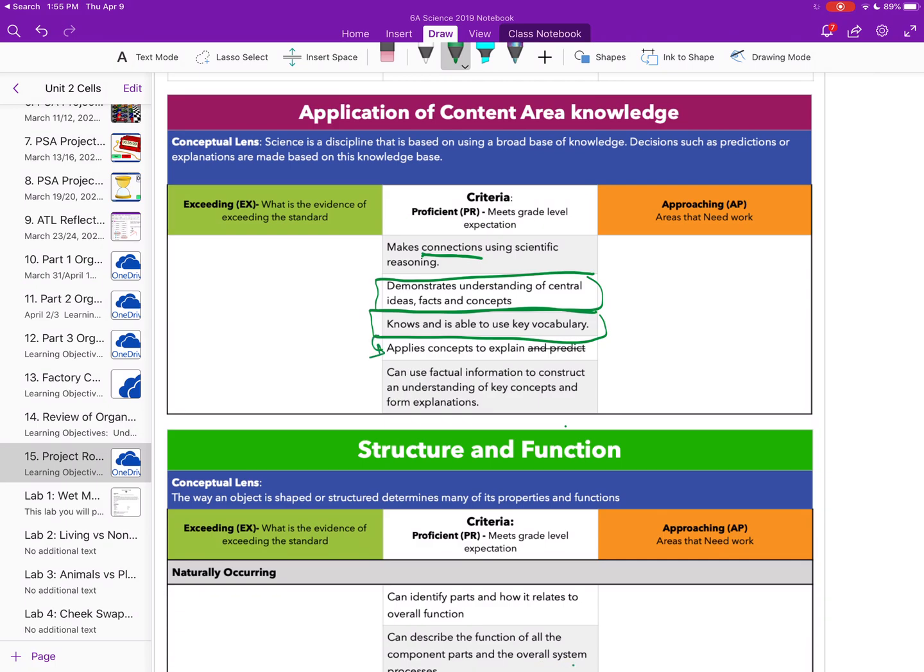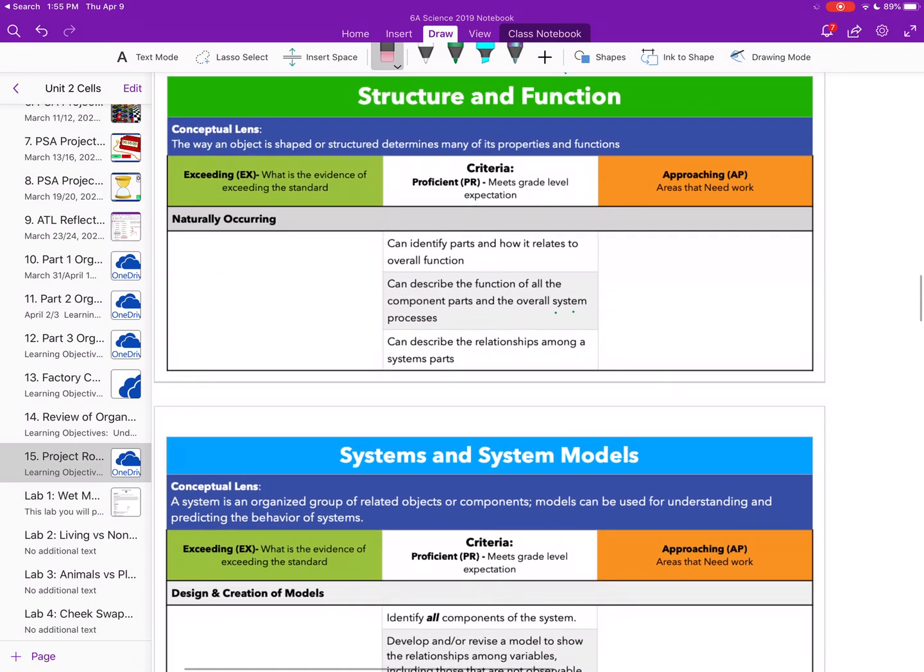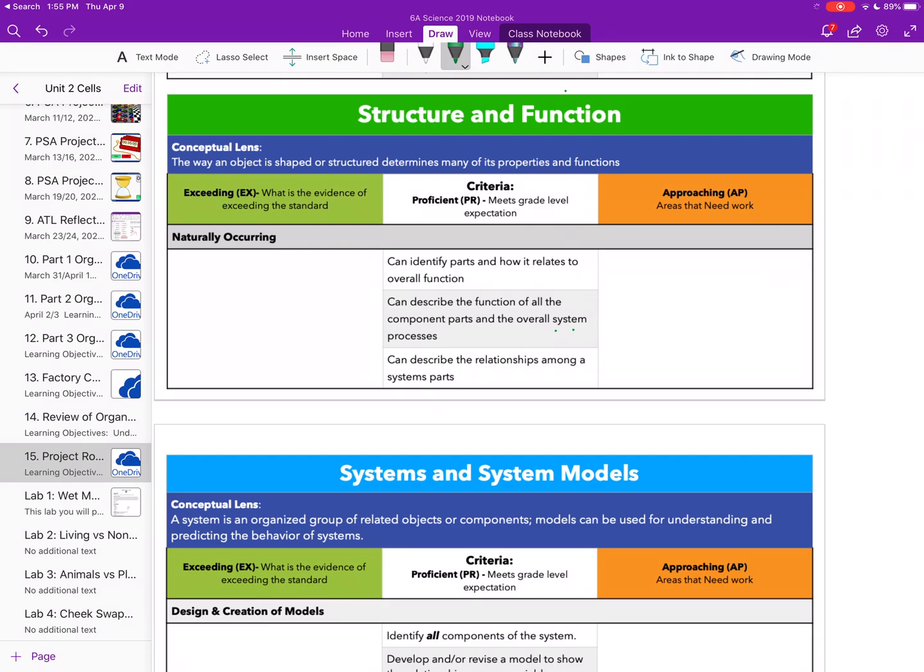So there's the explain one. You aren't really predicting anything with this type of model. Can you use that factual information to construct understanding and an explanation? For structure and function, are you able to identify all the organelles and their function? Can you describe the functions of all those parts within the cell and your analogy? How are they connected? What's the relationship between the analogy and the organelle's function?